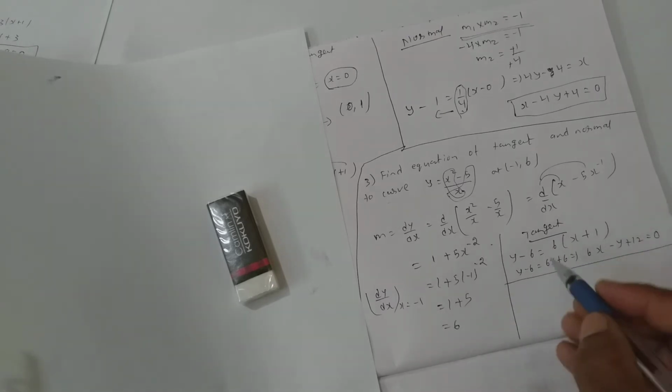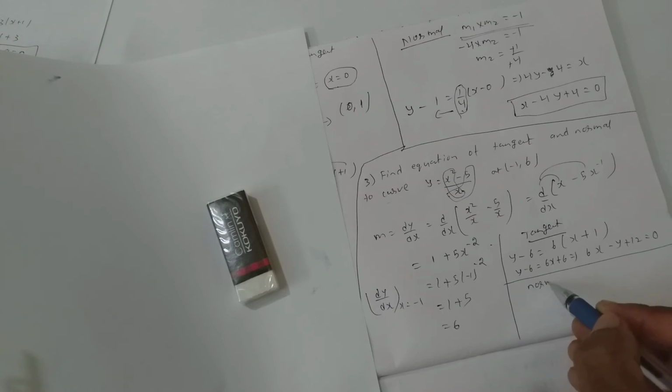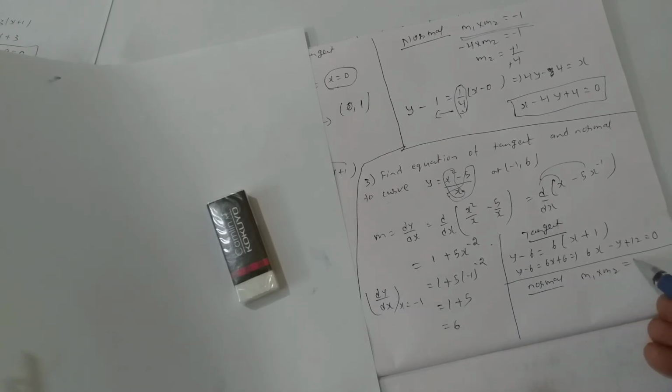That is the tangent. Now, if I want the normal, I must do m1 into m2 equal to minus 1. So m1 is 6, 6 into m2 equal to minus 1, so my slope of the normal is minus 1 by 6. So the equation is y minus 6 equal to minus 1 by 6 times x minus of minus 1. Send the 6 this side: 6y minus 36 equal to minus x minus 1.